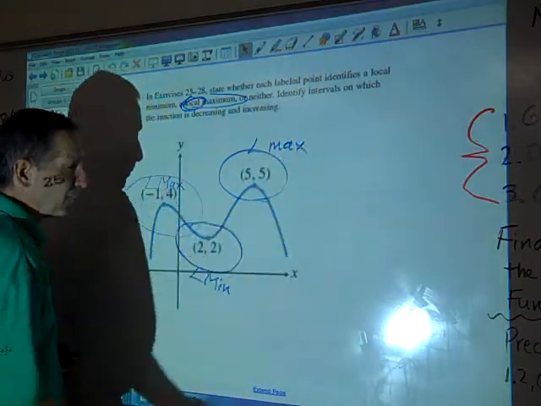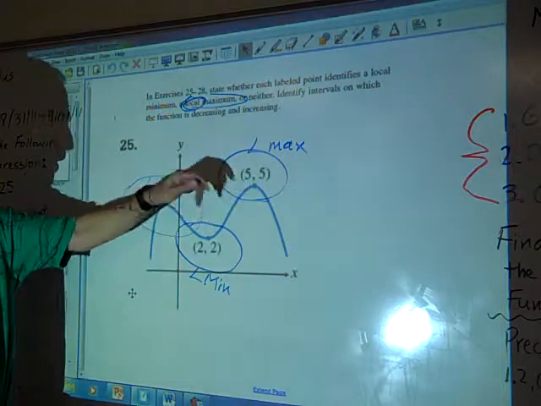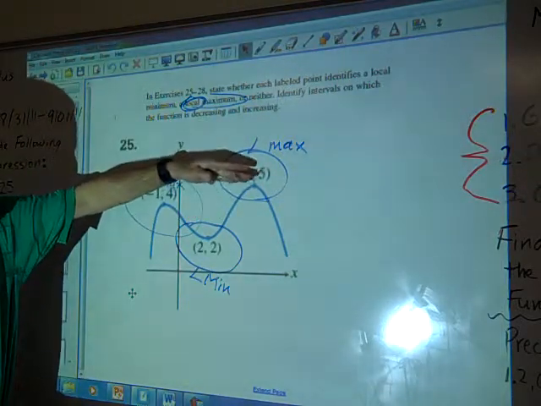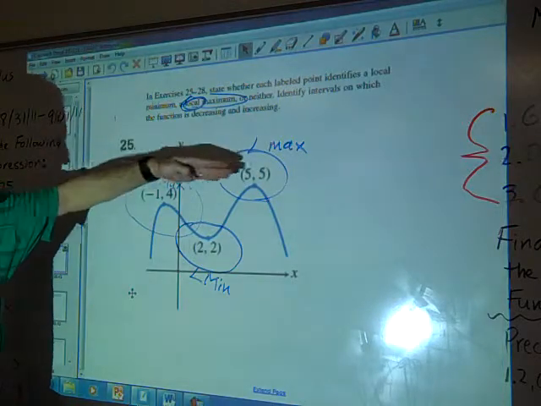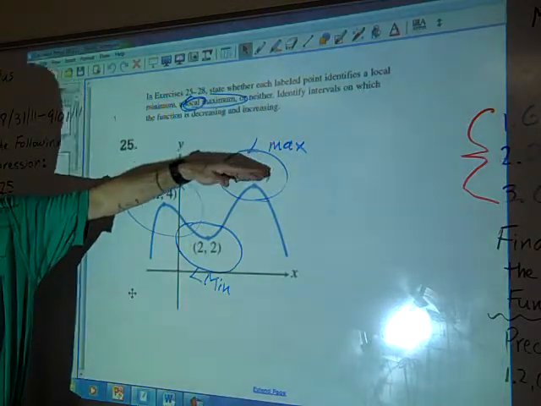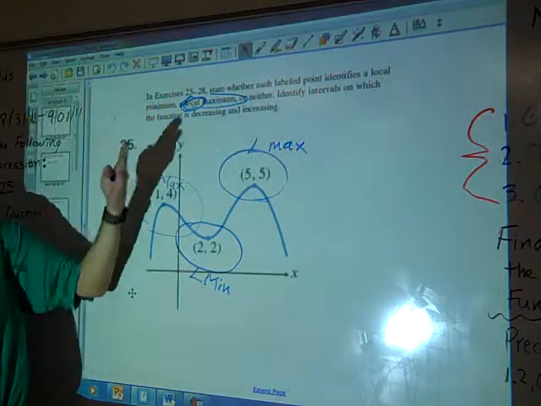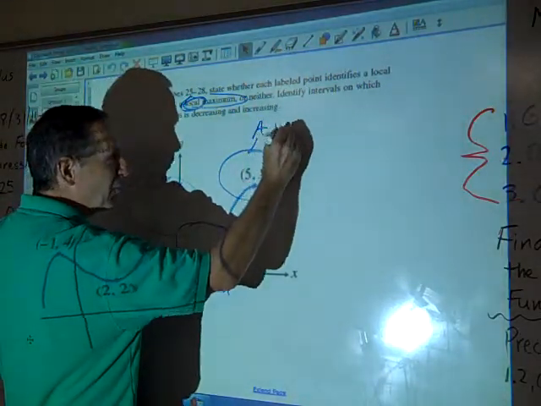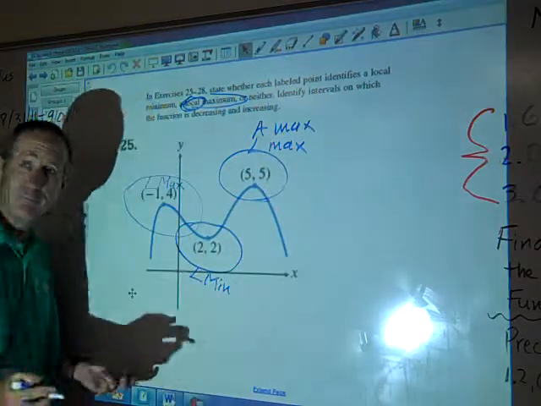And this actually might be an absolute maximum because it's 5. This is 5 and this is 4, so based on what we see, it's also an absolute maximum. So I'm going to put A max for absolute maximum.